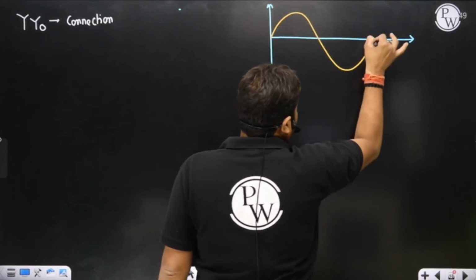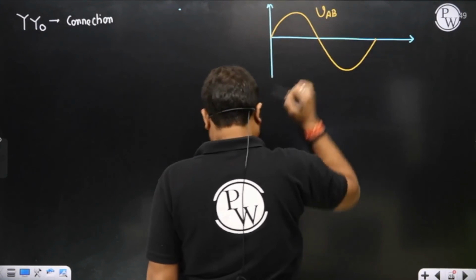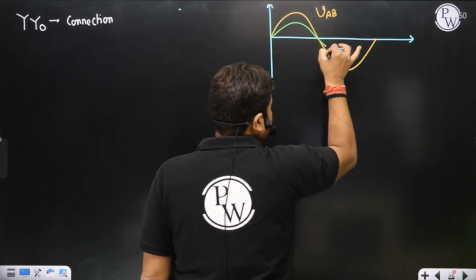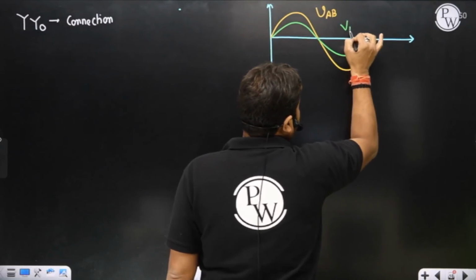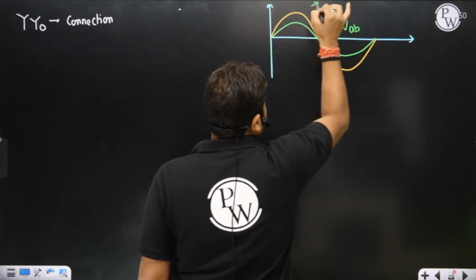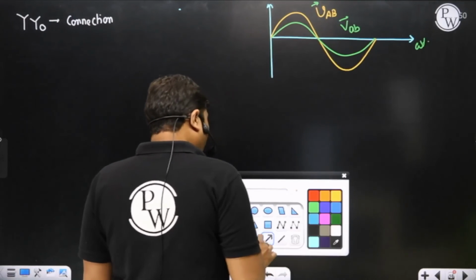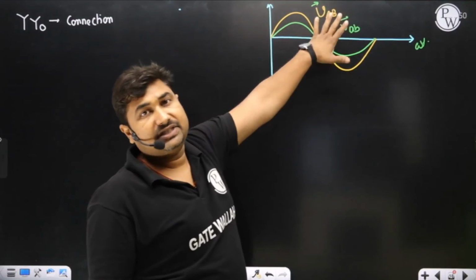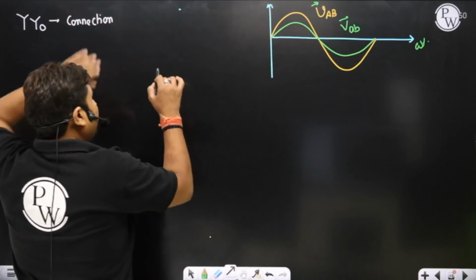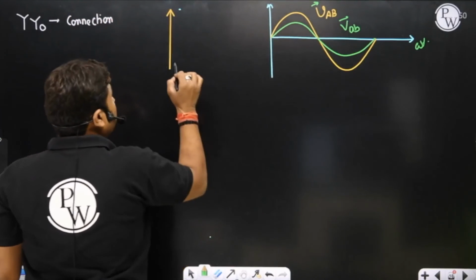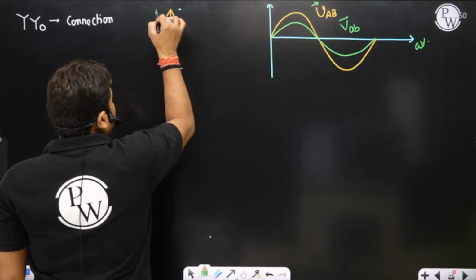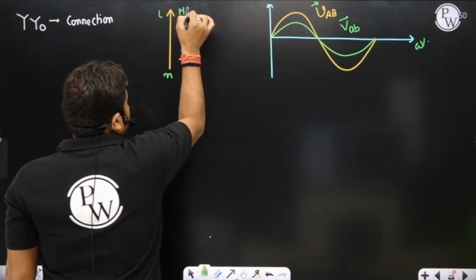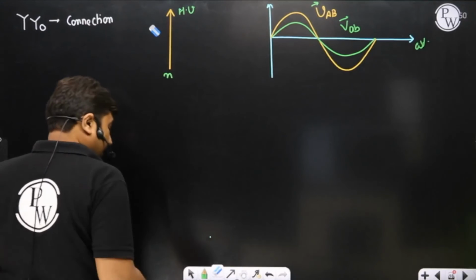If this is your HV side line to line voltage VAB, then the LV side line to line voltage must also be in the same phase. Its magnitude may be different, but LV side line to line voltage must be in the same phase with HV side line to line voltage. Is it okay? Because we have to create a connection where line to line HV and line to line LV are in the same phase, only for the reference, I am considering line to neutral of HV side at 12 o'clock position. Is it okay? Yes, sir.